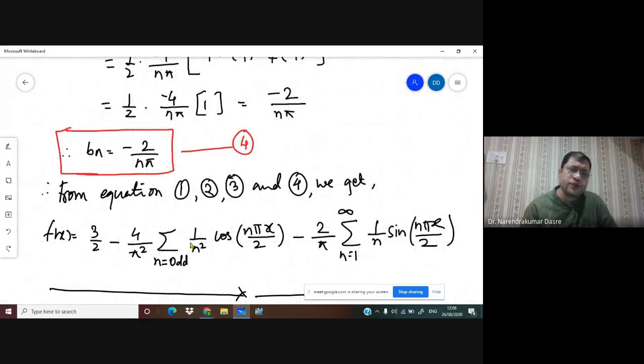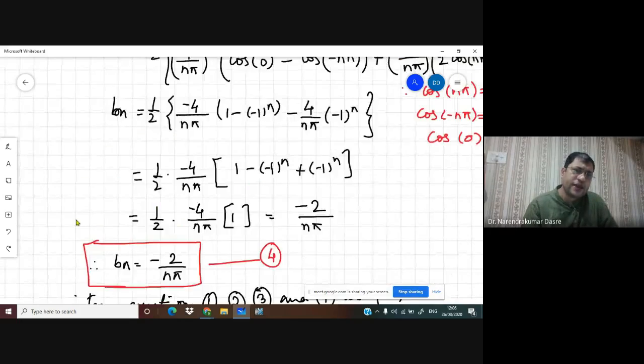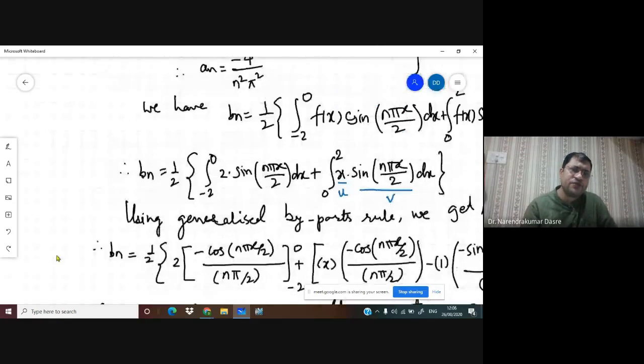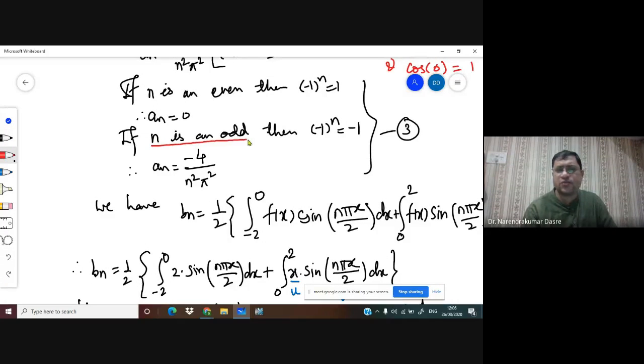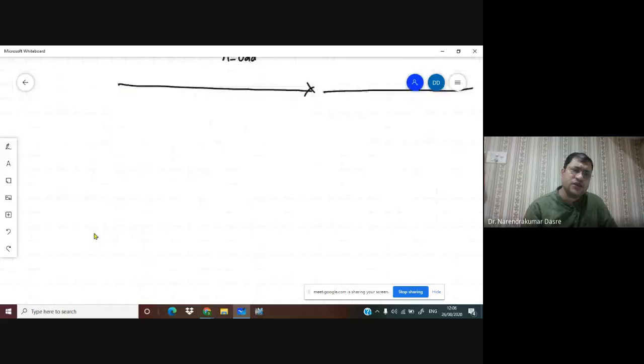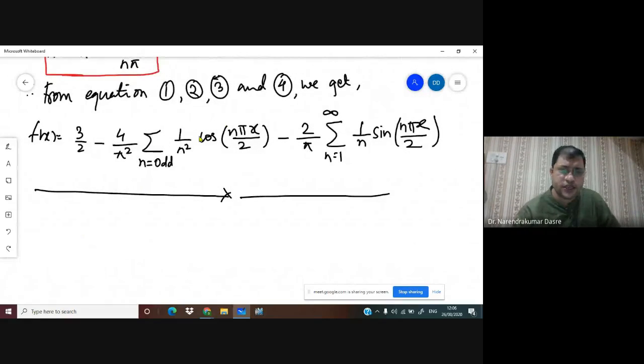So here you need to be careful about this term, because An exists only if n is odd. So we have to be careful here. Here An exists only if n is odd, and so we have to mention it at the last that this term is existing if n is odd. So this is how we have to solve the problem based on the interval minus L to L.